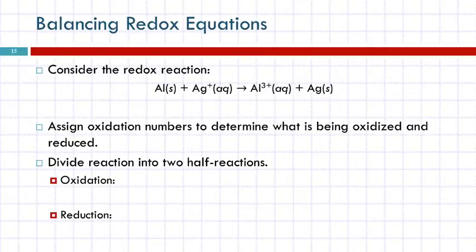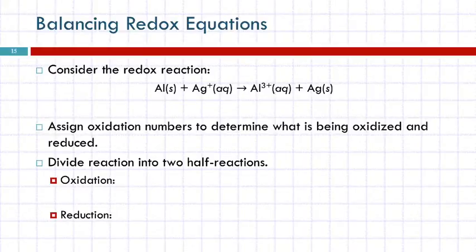You might look at that by inspection and say, oh, that's balanced. But it actually is not balanced, because in order for it to be balanced, the charges also have to be equal on both sides. On the left, we have a total of +1 charge, and on the right side, we have a total of +3 charge. That means that 2 electrons disappeared. That can't happen.